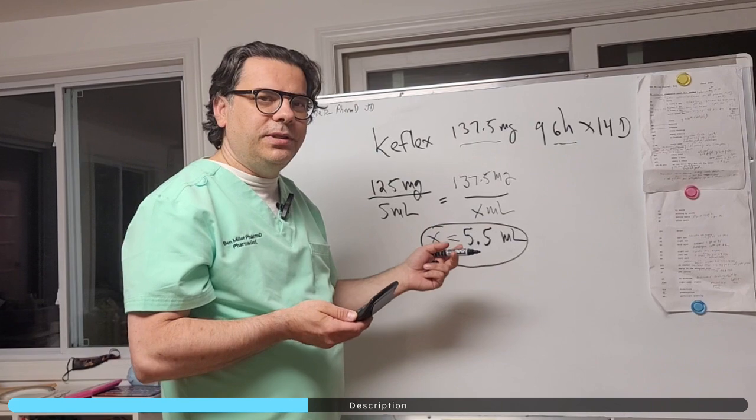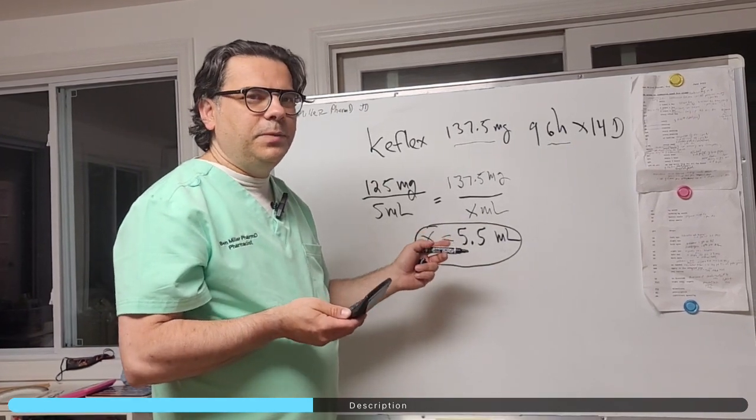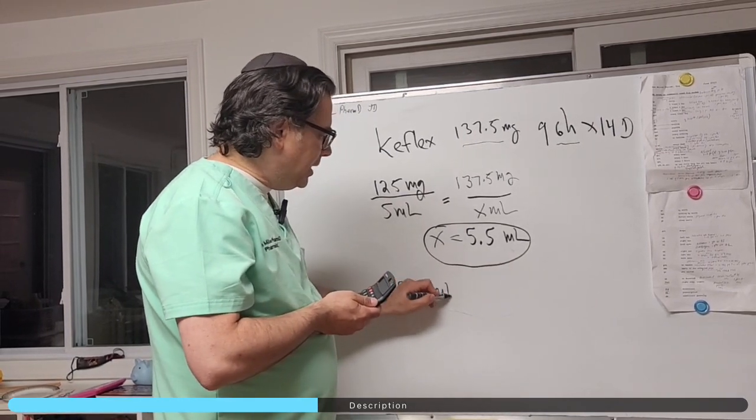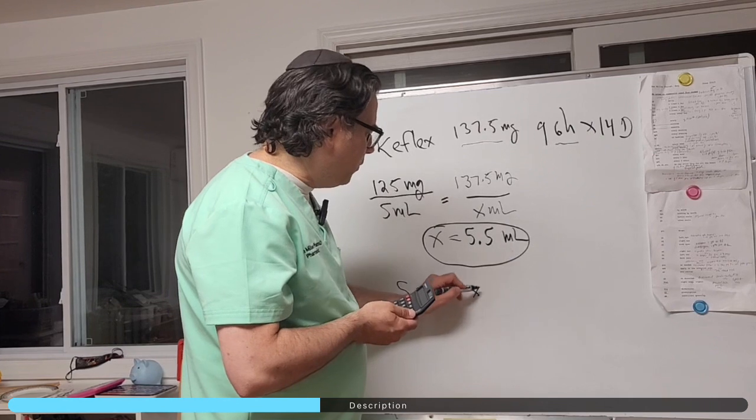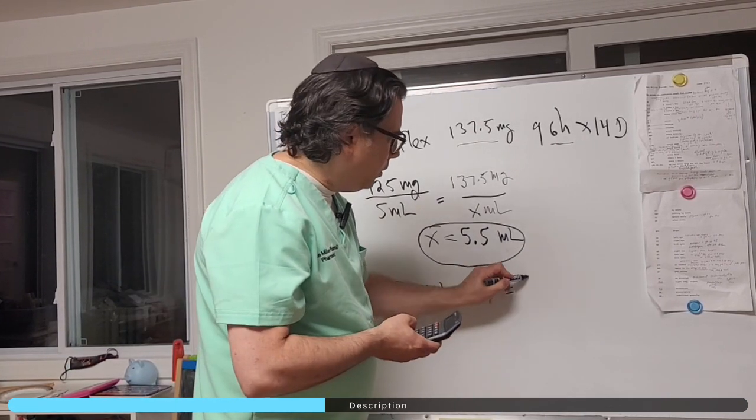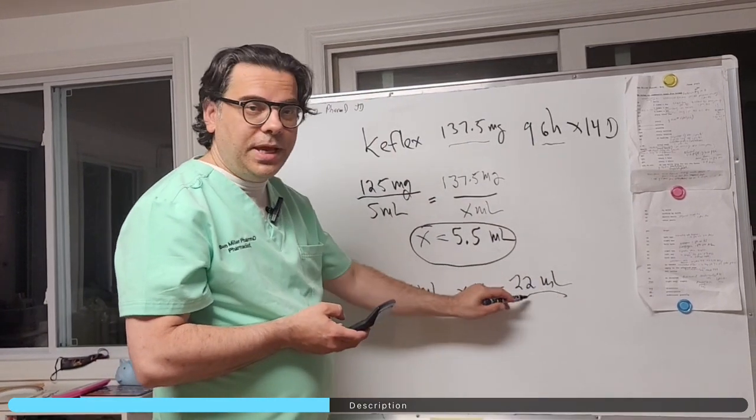The next question the professor or the examiner will ask you is how many milliliters does a patient take in a full day? That would be 5.5 ml, because that's how much is per dose, times 4 doses per day. And that gives you 22 milliliters. That's how much they're taking per day.